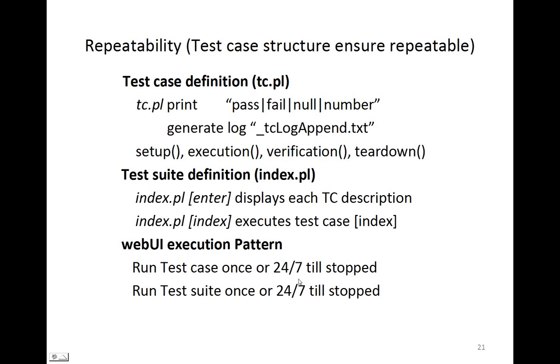The way we do that is, first of all, we use a consistent code structure. We call it tc.pro. I'll show you how simple it is. It's one line of code. It prints pass, fail, a null, or a number. Then here is the question: what is automation? Automation, by definition, is to print a pass or fail.